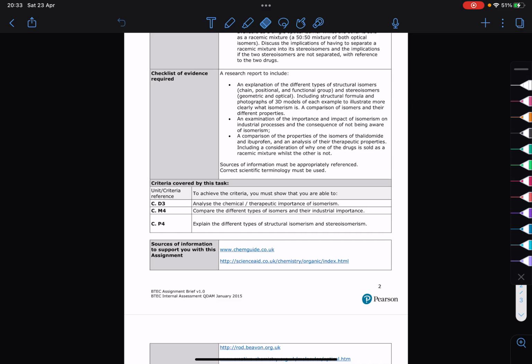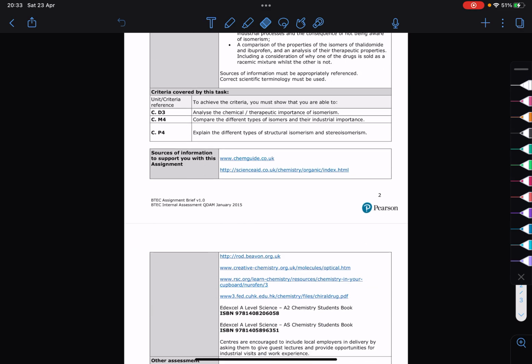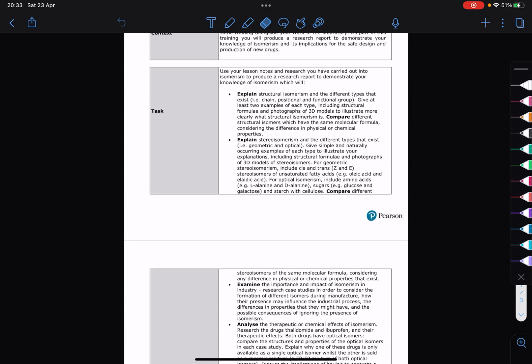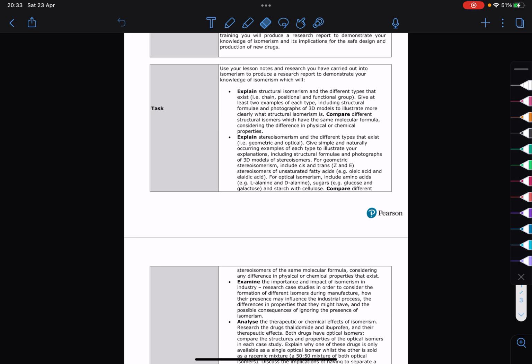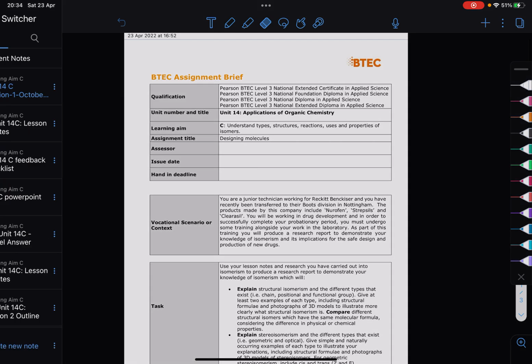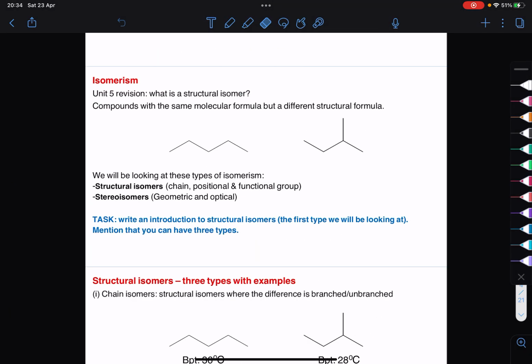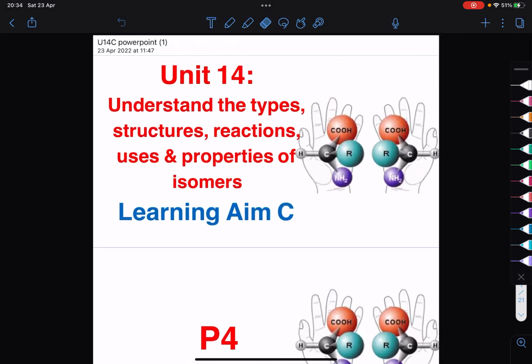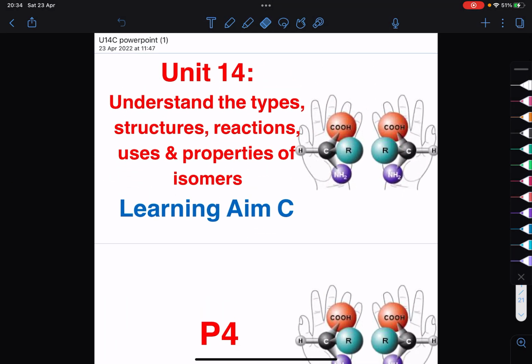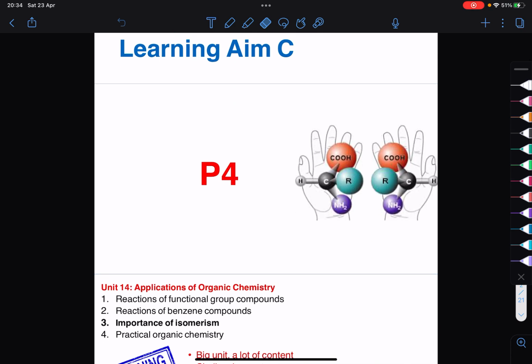This is going to cover pass, merit, and distinction criteria, and the way that I planned it is that everyone who does the pass criteria will automatically get the merit criteria as well, and you'll see that as I go through it. As normal, we also have a PowerPoint made by Dr. Solomon. So I'm still going to refer back to this because it's still great. It hits all the points that we need, and it doesn't really have anything else in there that's waffly. It's just straight to the point. So Unit 14 is understanding the type, structures, reactions, uses, and properties of isomers, and this is the pass criteria.